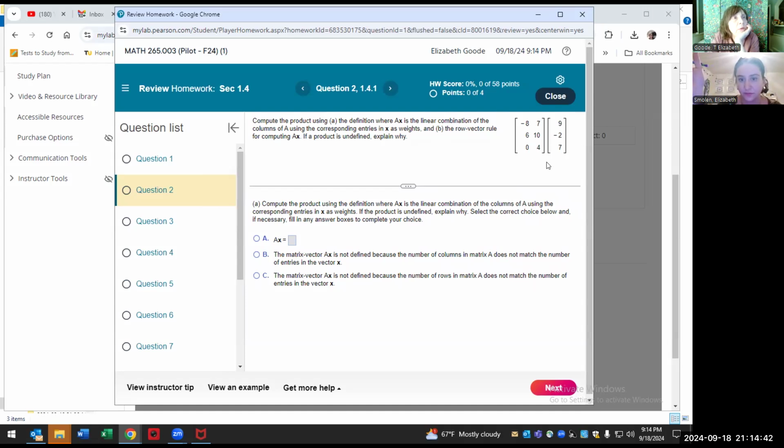M by N means the first number is the number of rows, the second number is the number of columns. So A is 3 by 2. Is that what you said? I thought you said 3 by 3. I said 3 by 2. Oh, I'm deaf, sorry. No worries. So A is 3 by 2, and X is 3 by 1. Can we multiply A times X? No. All right, fine.